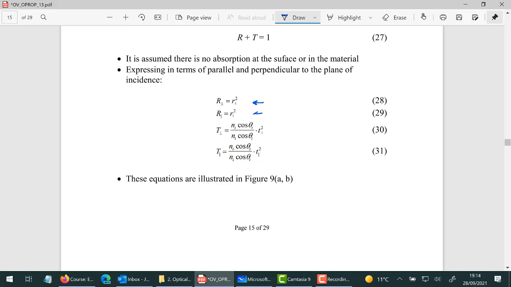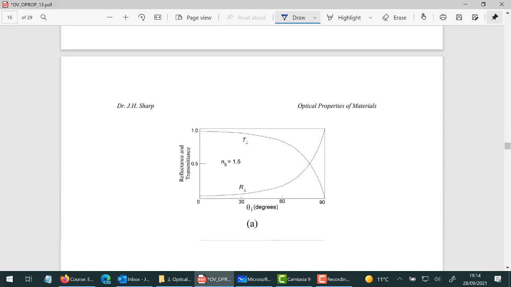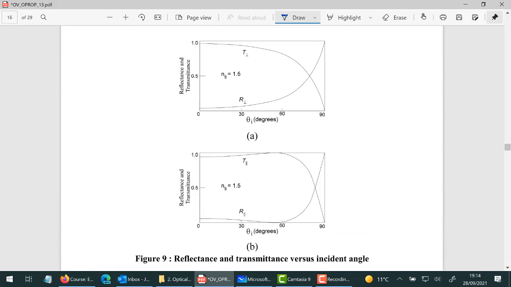We have the same relationships as we've seen above, only here we take into consideration the fact that the light is now polarized either parallel to the plane or perpendicular to the plane. And again, what we can do is plot out these curves as a function of input angle, or incidence angle. And here we see for the perpendicular polarization that at all points the value of R plus the value of T is equal to 1.